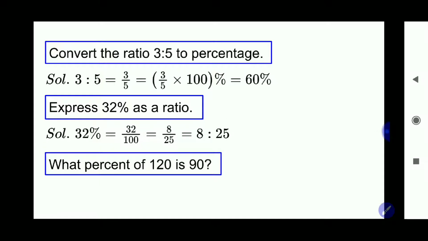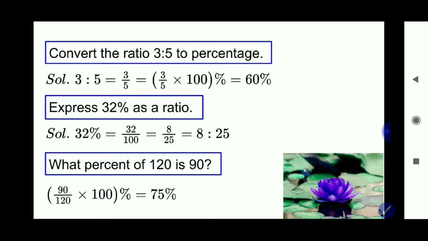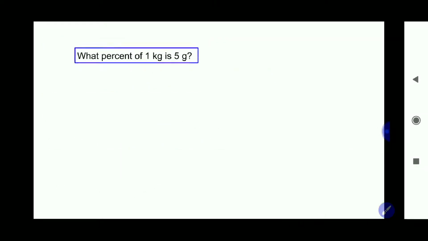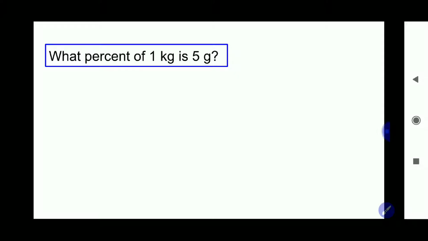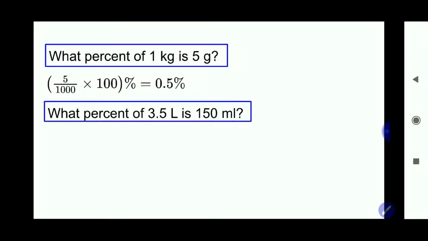What percent of 120 is 90? Very simple. 90 by 120 into 100 percent. That is 75 percent. What percent of 1 kg is 5 grams? 1 kg means 1000 grams. So it is 5 by 1000 into 100 percent. That is 0.5 percent.